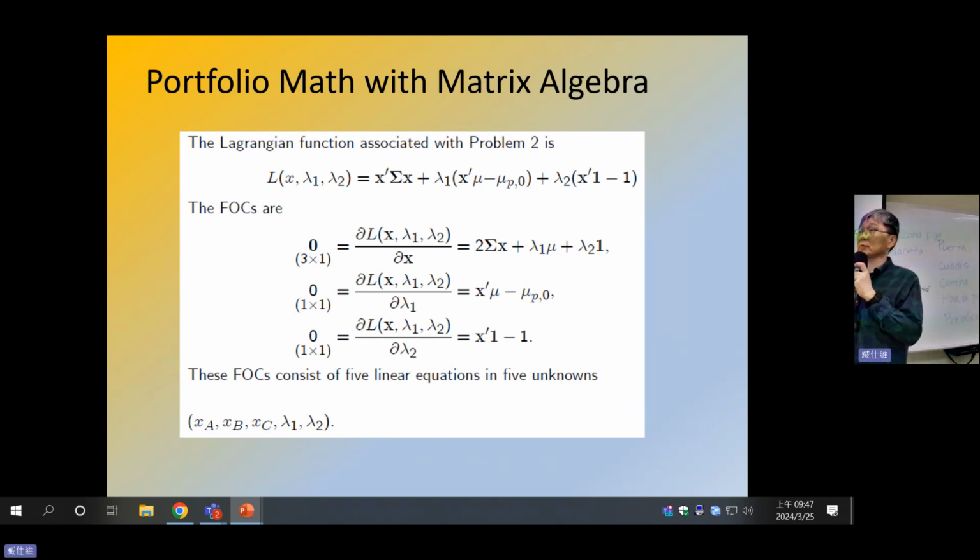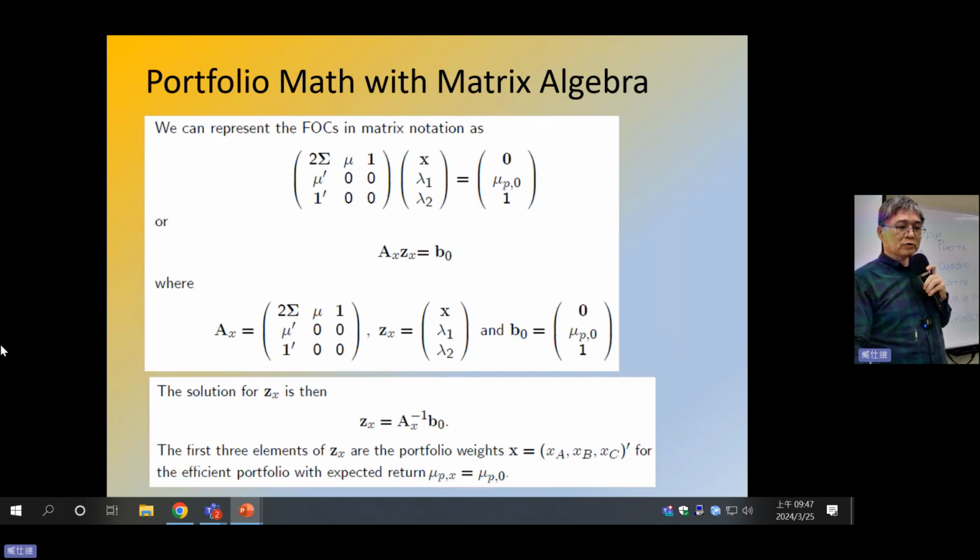Okay, so this is very similar to the GMVP. Based on these results, we can also derive the results in this way. So we can represent the first order condition in matrix notation here. What you see here is very similar to the GMVP. The only difference is that the matrix content is a little bit different. We just added some more vectors here.